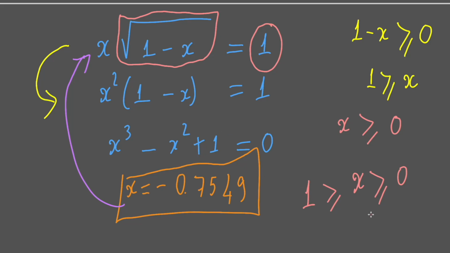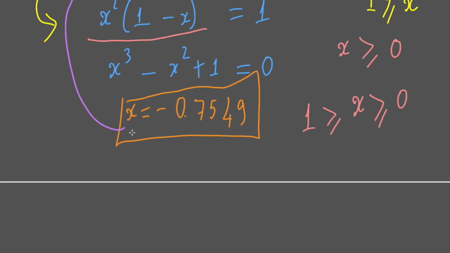And when the domain of x is between 0 and 1, after that you do this step, and in the final step you have the result x equal to negative 0.7549, but this value is outside of the domain. Then we can conclude that there is no solution for this equation.